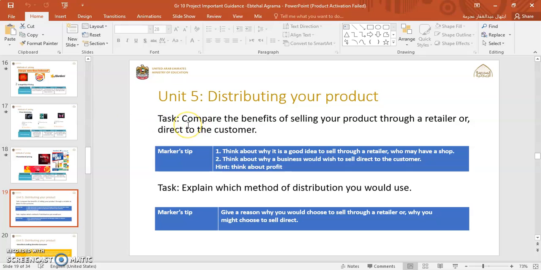So there is a question which is compare the benefits of selling your product through a retailer or direct to the customer. Think about why it is a good idea to sell through a retailer who may have a shop. Think about why a business would wish to sell direct to the customer. Also, think about profit. Explain which method of distribution you would use. Give a reason why you would choose to sell through a retailer or why you might choose to sell direct.